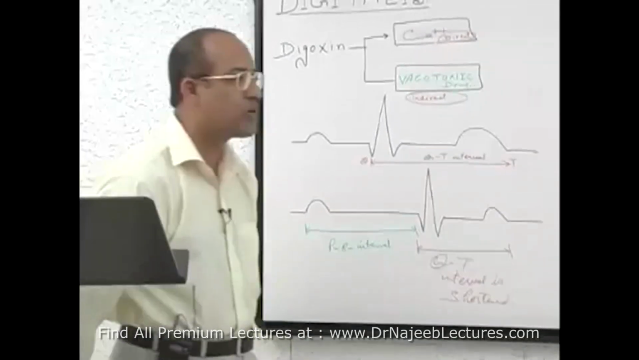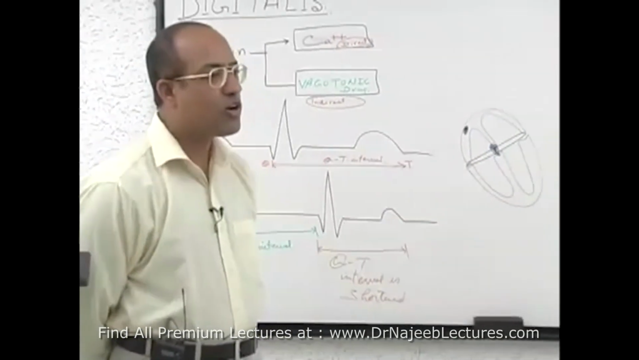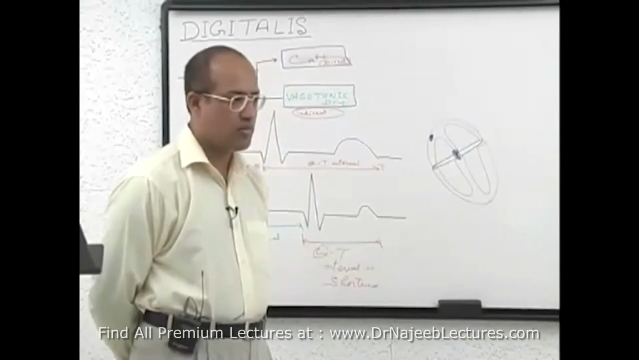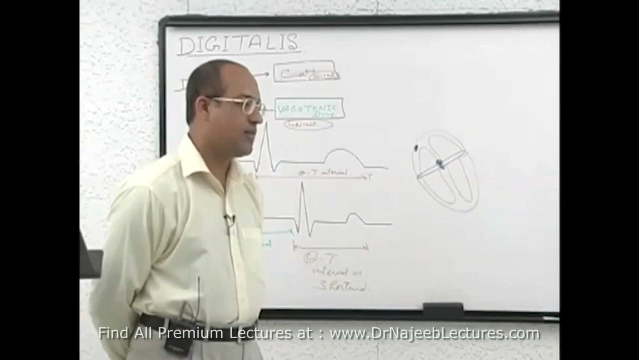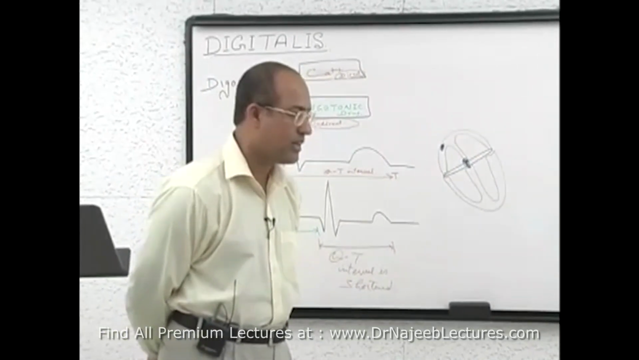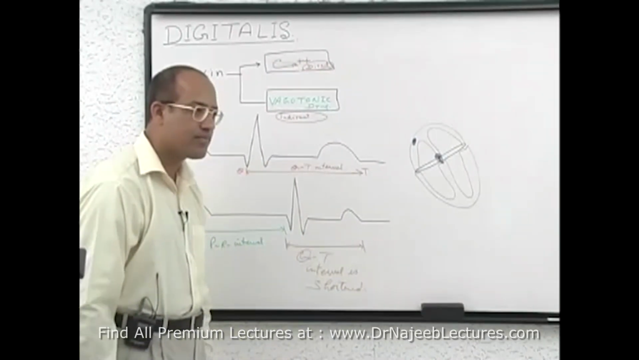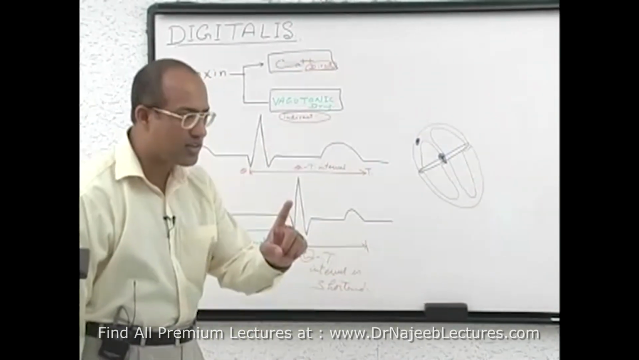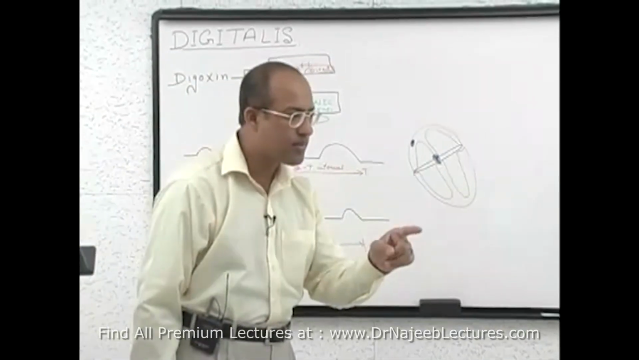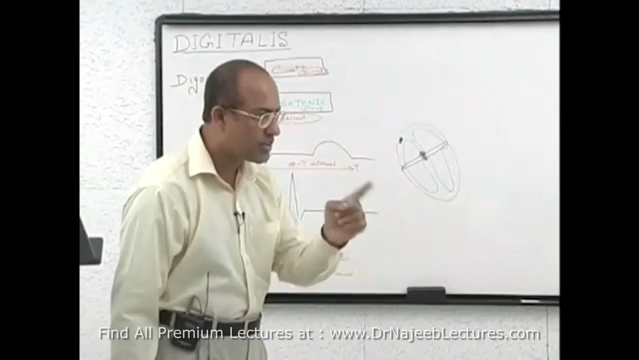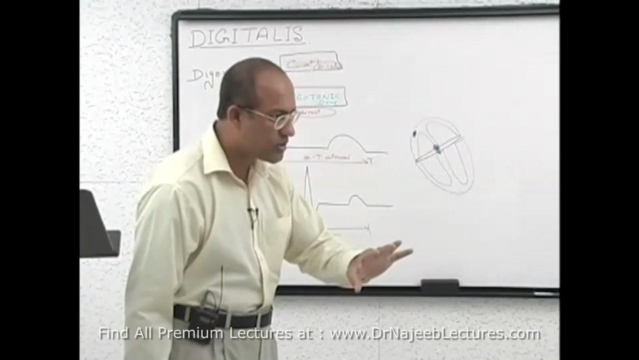Now I want to tell you some more things. I will not go into detail of electrical changes, but almost every doctor knows that in ischemic heart disease, there are changes in ST segment and T wave. Is it easy to understand?